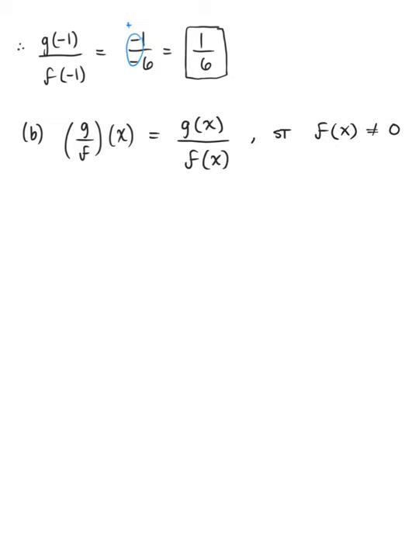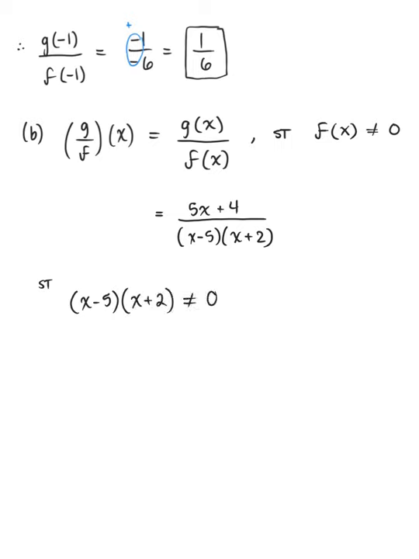So let's plug these functions in. We can say that this is equal to, we have 5x + 4 in the numerator, and this is all divided by (x - 5)(x + 2). Now this again is such that this denominator can't be equal to 0. So let's actually rewrite this down here. So this is going to be such that this denominator, (x - 5) multiplied by (x + 2), cannot be equal to 0. So we have two cases to solve for here.